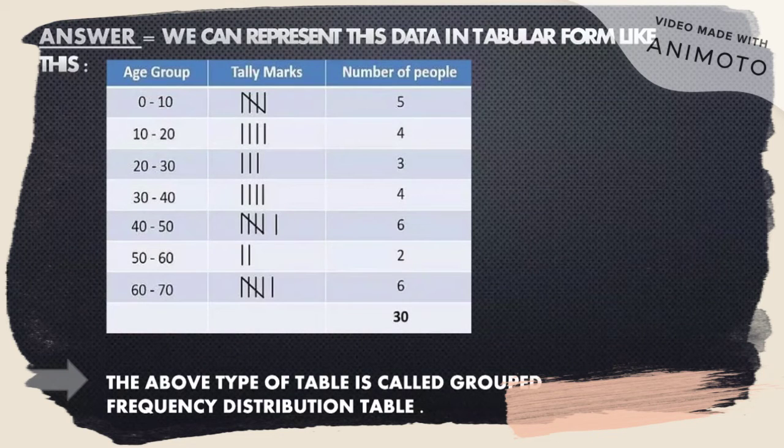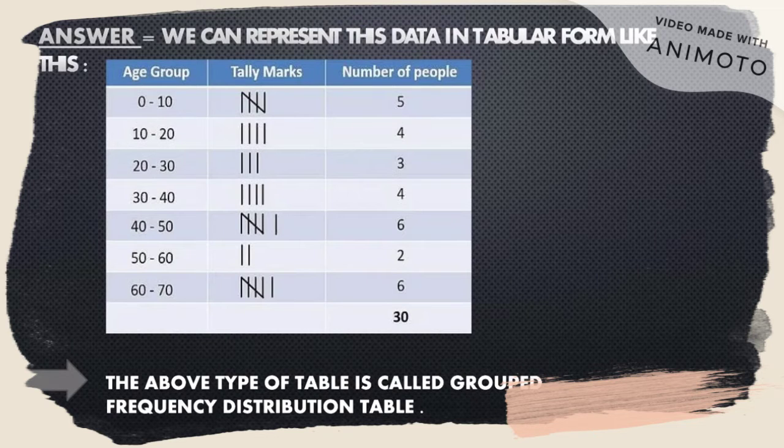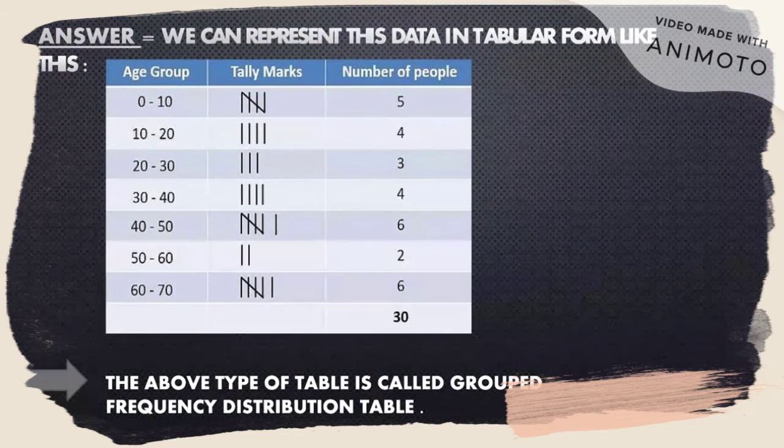The data above can be condensed in tabular form using tally marks as follows. As the raw data is quite large compared to the first example, we are using grouping along with tally marks. This type of table is called a grouped frequency distribution table, as it shows the frequencies of groups of values in the given data.